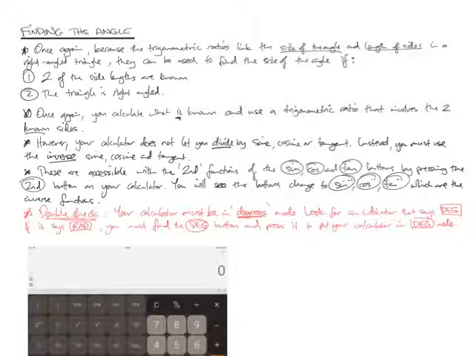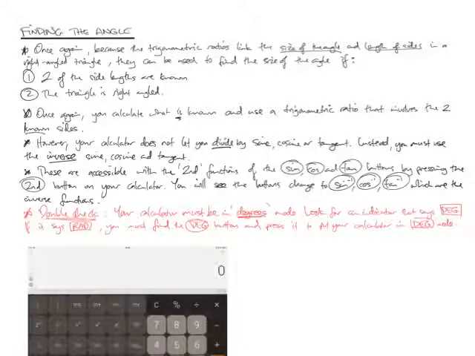This video is again on trigonometry, but this is finding the angle instead. Last video was about finding the sides, the unknown sides. Now it's finding the unknown angle. Once again, because the trig ratios link the size of the angle and the length of the sides in a right angled triangle, you can use them in a different way to find the size of the angle.